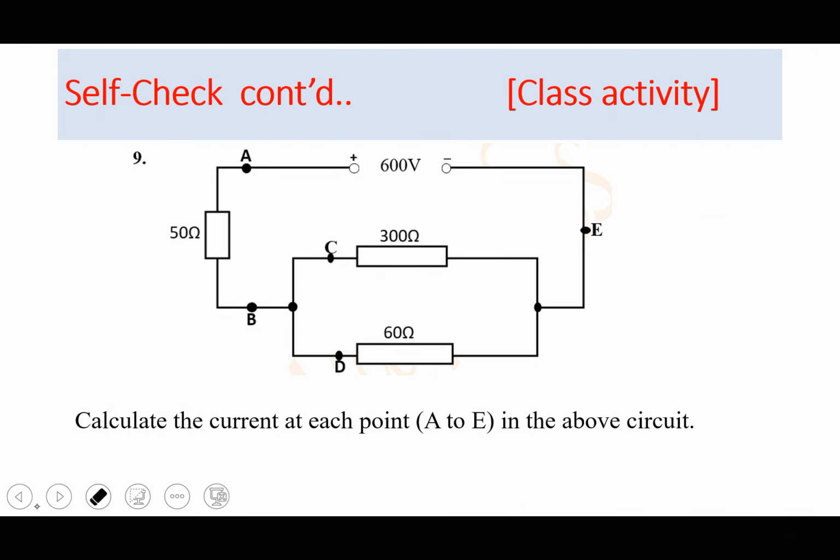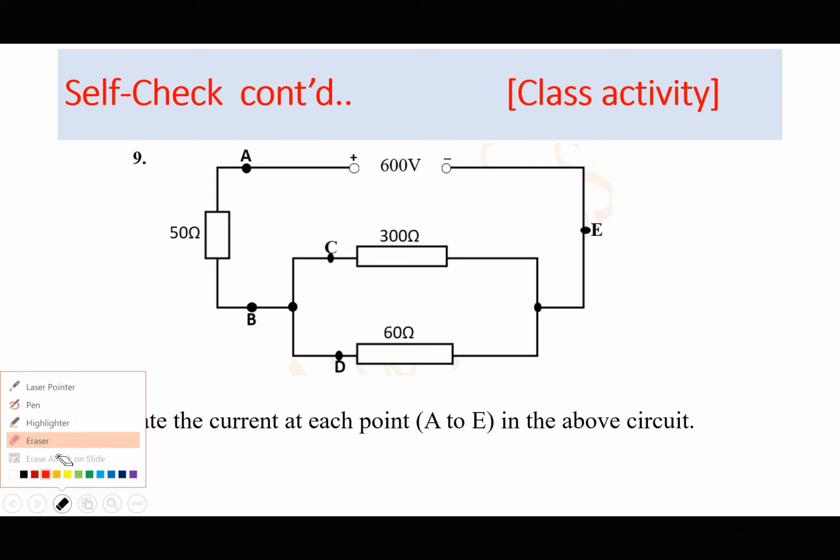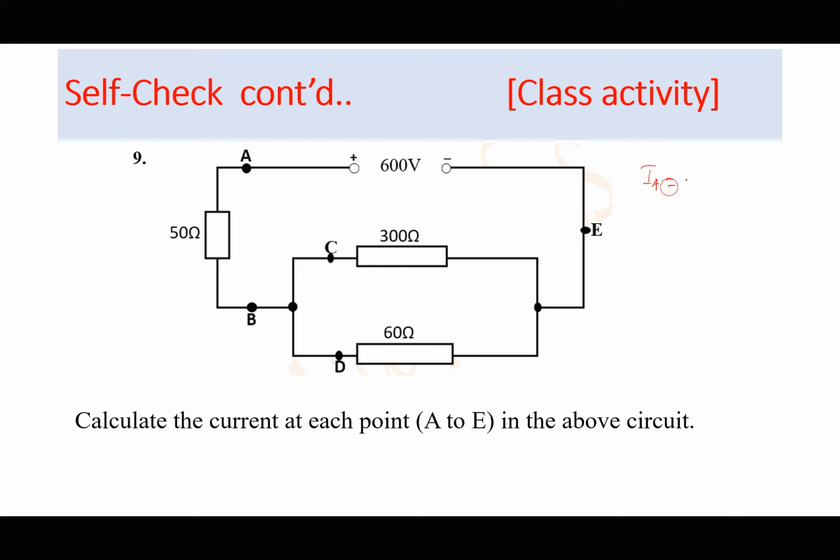Calculate the current at each points A to E in the above circuit. So A, B, and E are in series with the battery, so the current is the same. Maybe let me solve this one. The current in A is going to be the same as the current in B, which will be the same as the current in E because they are just in series with the battery. And this is going to be the same as the total current. So we are trying to find total current.